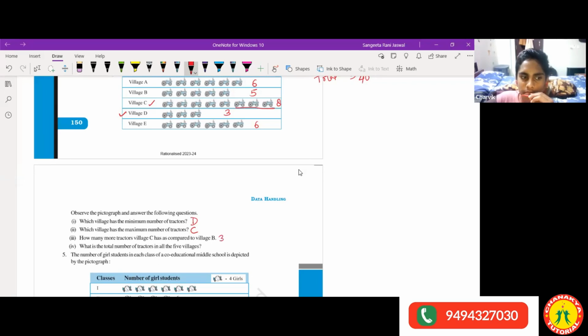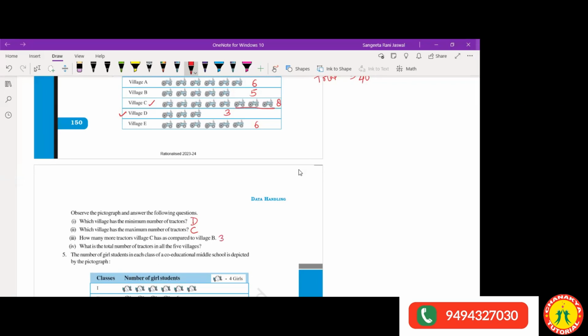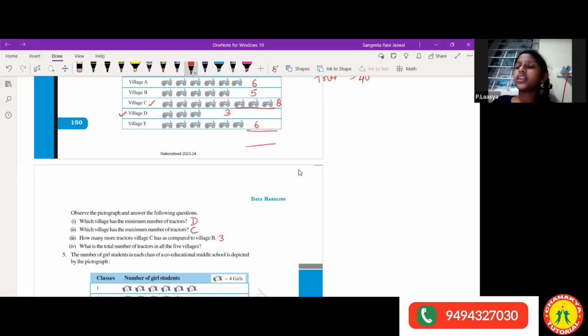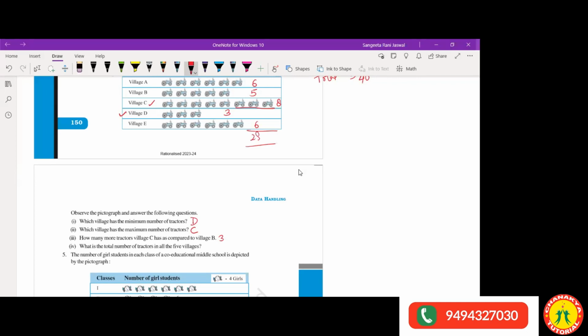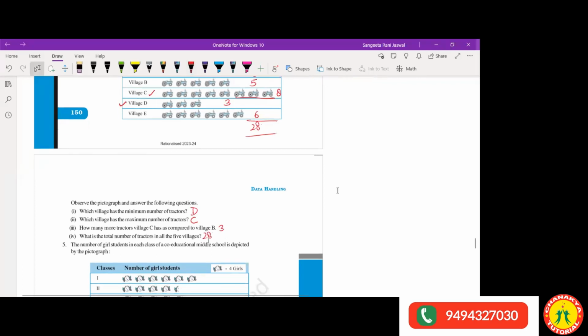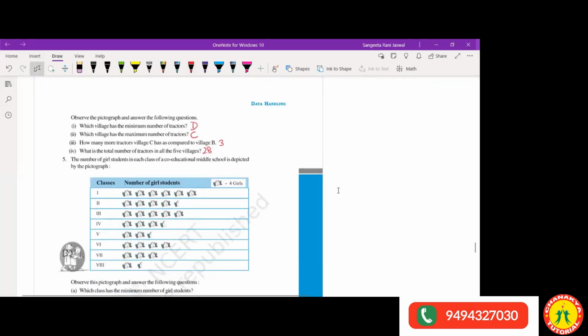What is the total number of tractors in all the 5 villages? So add them all. Ma'am, it's 28. Yes, 28. Right? So that's 28 tractors in all the villages. Now let's see the next one.